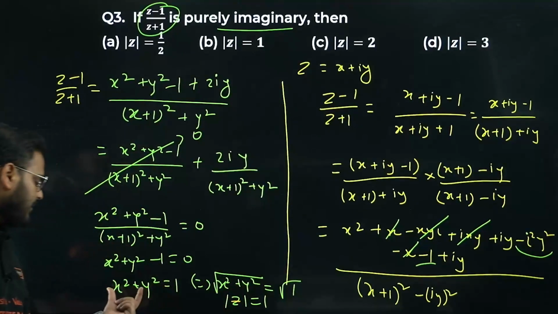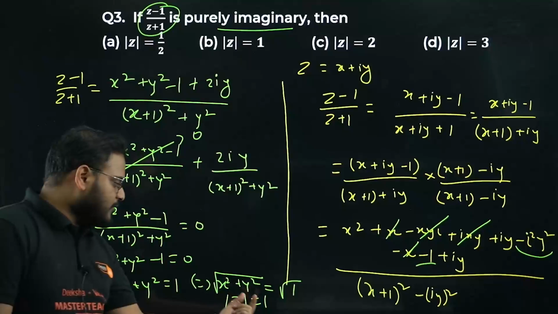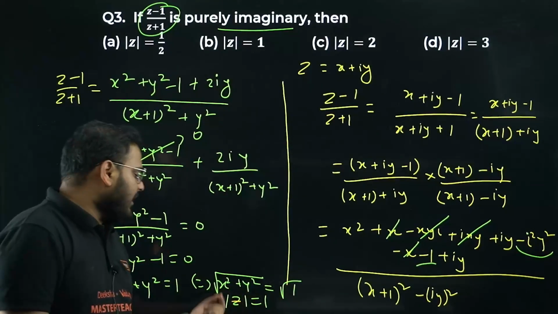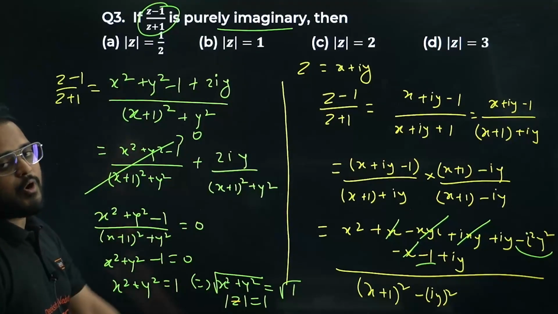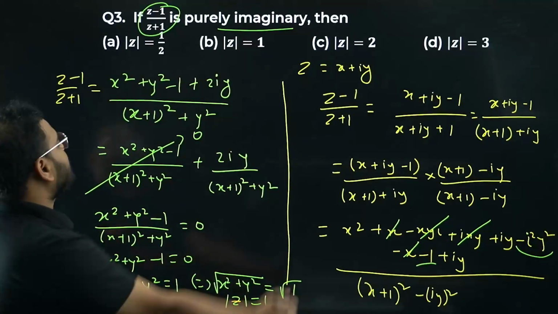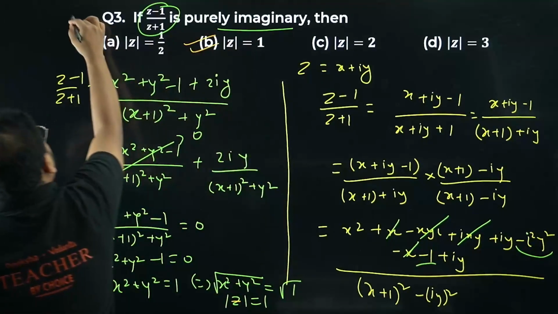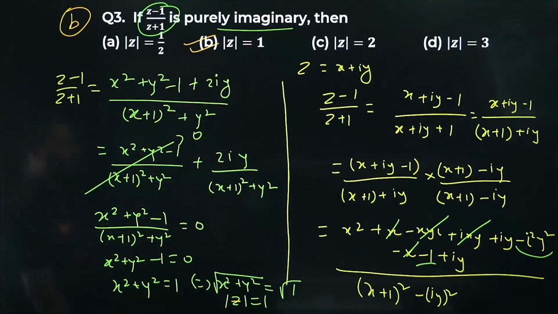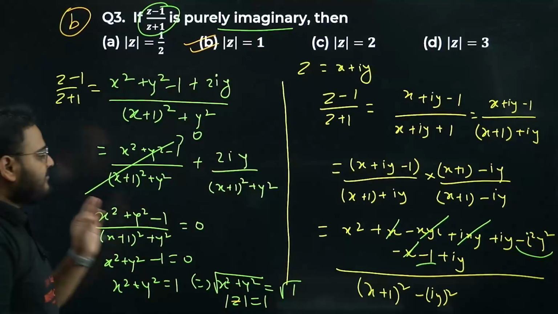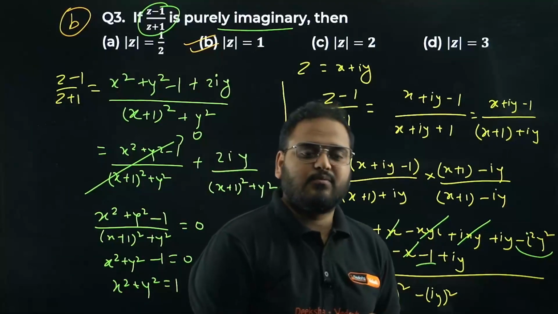I'm taking root on both sides. It will become root of x square plus y square, root of 1. Root of 1 is 1, and I get root of x square plus y square as simply mod of z. So the answer is option number B. Please have a look. It's a very, very good question. Okay, let's move on now.